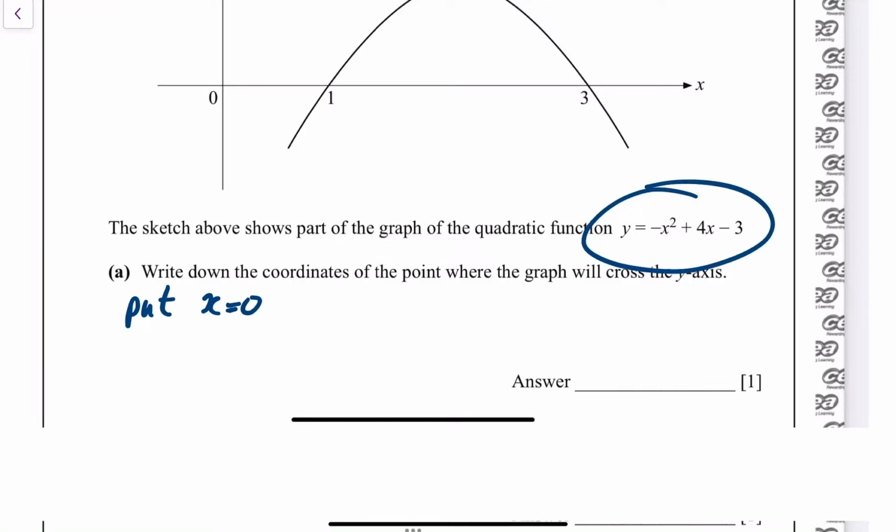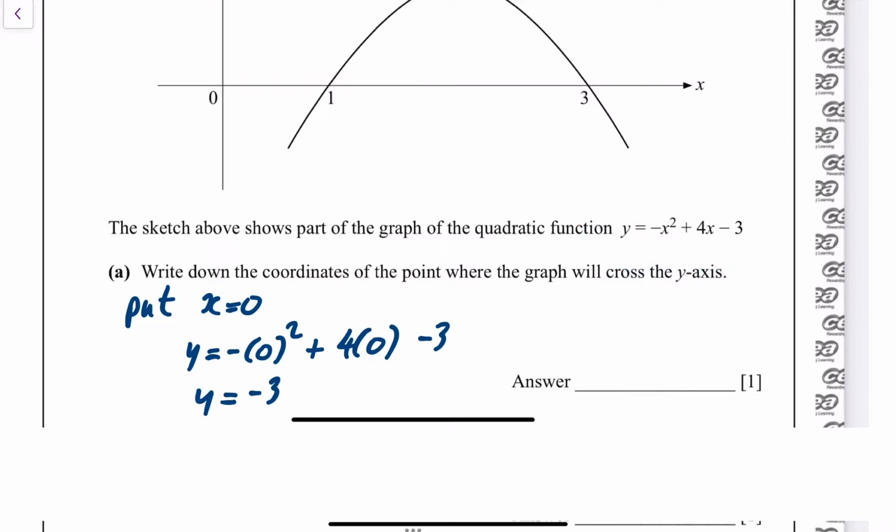So into this, we're going to replace all the x's with 0. So it's y is equal to minus 0 squared plus 4 times 0 minus 3. So that's y is equal to minus 3. Very importantly, the question says, write down the coordinates. So the coordinates are x equals 0 and y equals minus 3. So it's a 1 mark question. If you just wrote down y equals minus 3, you would get nothing for it, which seems quite harsh.